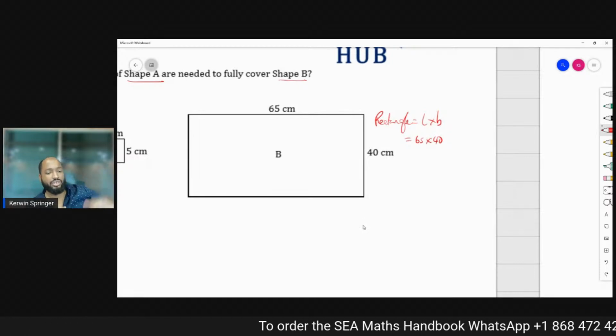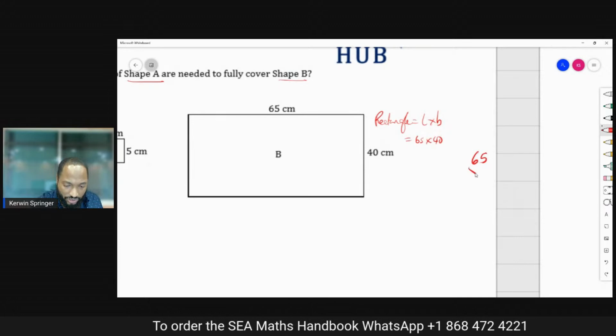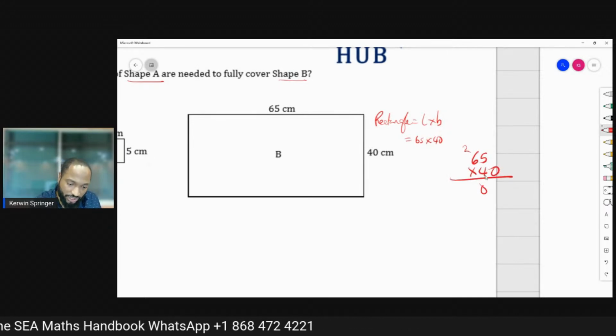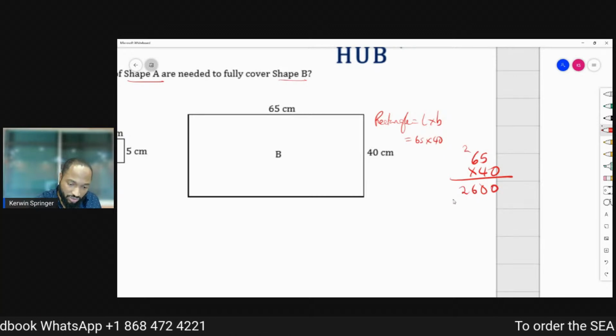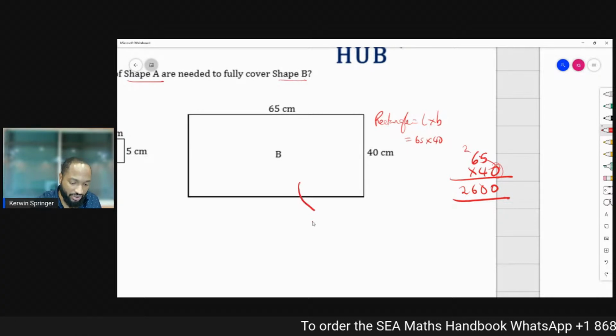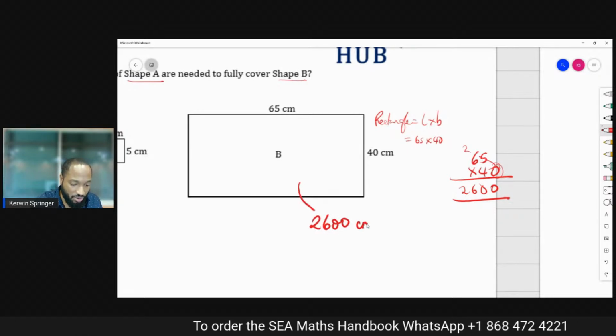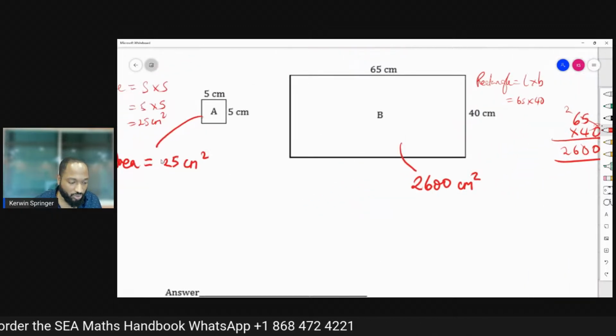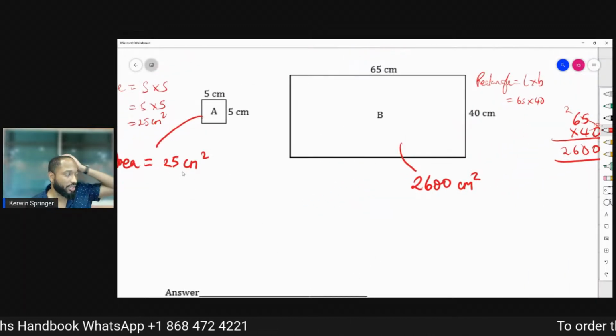This one right here. So 65 times 40 is none other than 4 5s are 20, 4 6s are 24. Add the 2, 2600, and I don't need to do these zeros because it's just going to give me 0. So this area is 2600. Woo, that's a big area, boy. So now I need to see how many times 25 centimeters squared goes into it.